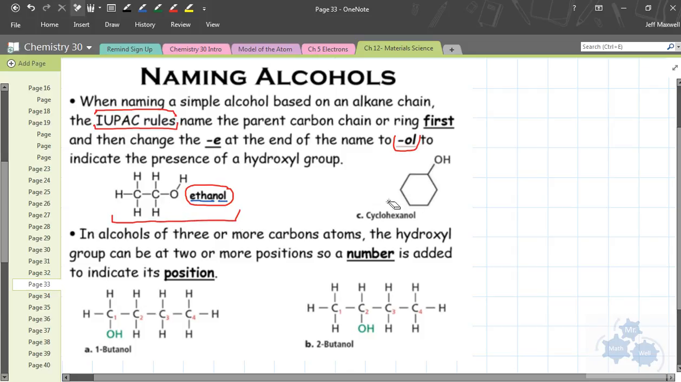You also would see something like this. This is cyclo, because it's in a circle. And of course, there's no carbons listed, but when you see this structure, any kind of triangle or square or pentagon or anything like that, that's a carbon ring. And onto the carbon ring, replacing one of the hydrogens, is the hydroxyl group. So this is named cyclohexanol.